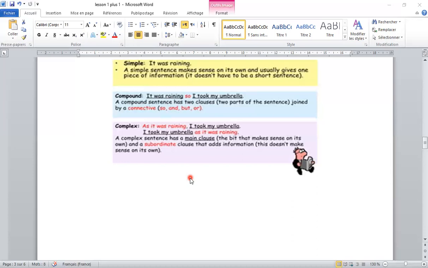So it is too rainy, so I use the umbrella. I took my umbrella. This is main. This is the essential, the important sentence. As it was raining, this is just an addition, a kind of explanation, a result of why I took my umbrella. I'm explaining, so this is subordinate. It's not main. Okay? So a subordinate clause adds information, but it doesn't make sense on its own.